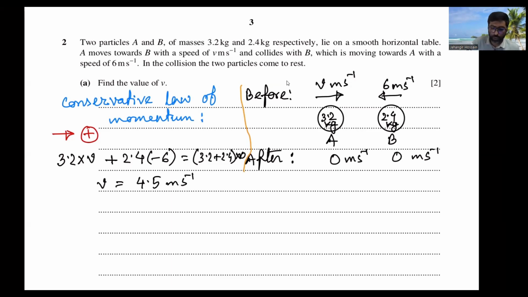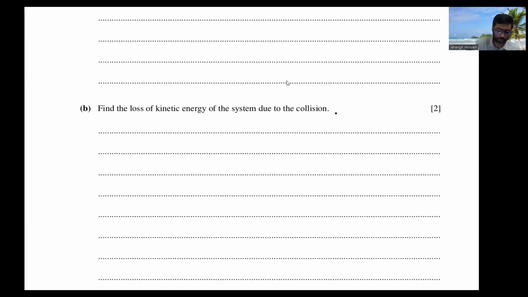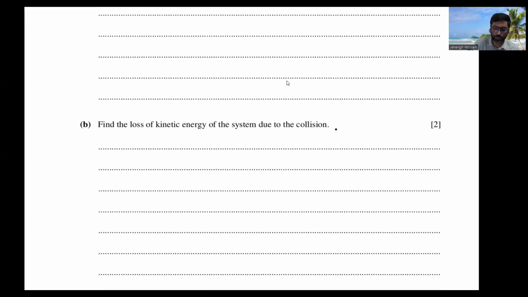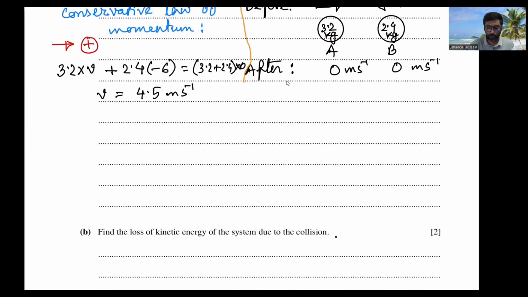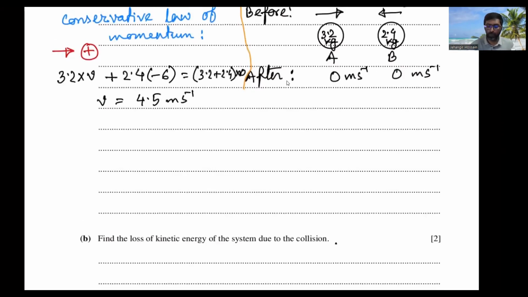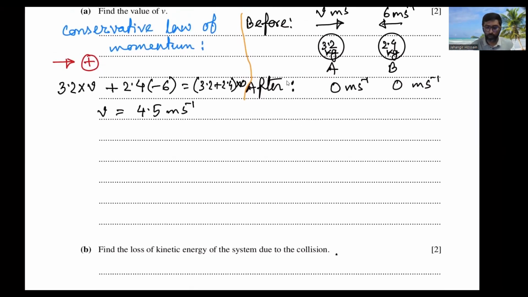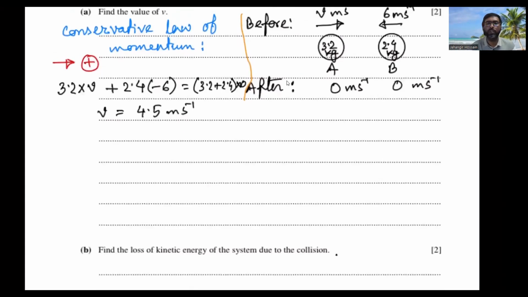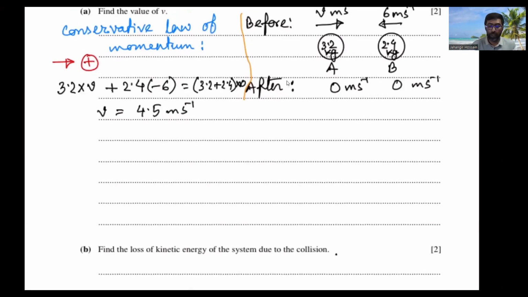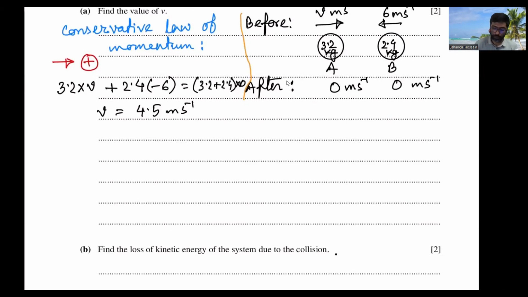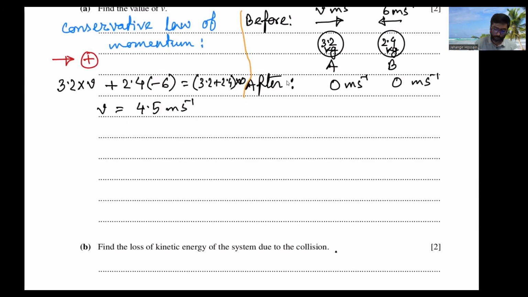So that's the velocity of A before the collision. Now, let's move on to the second part. In the second part, you have to find the loss of kinetic energy of the system due to the collision. So what is happening here? Both particles were moving before the collision. After collision, both of them come to rest. So obviously there is loss in kinetic energy, and both particles are losing kinetic energy. So you have to find the loss of kinetic energy of the system due to the collision.